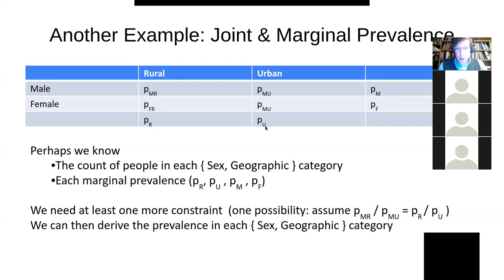Given the count of people in each category and each marginal prevalence, we're not going to be able to directly get this. We need at least one other constraint. So we might assume, for example, the prevalence rate ratio between rural and urban areas for males is the same as the ratio overall. And that would allow us to get estimates for each of these values.